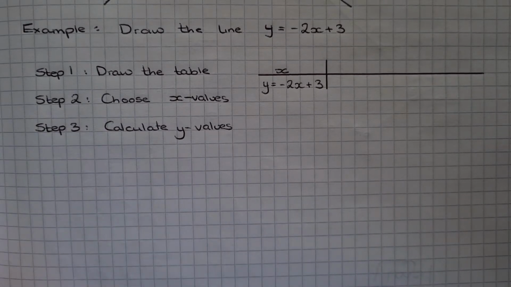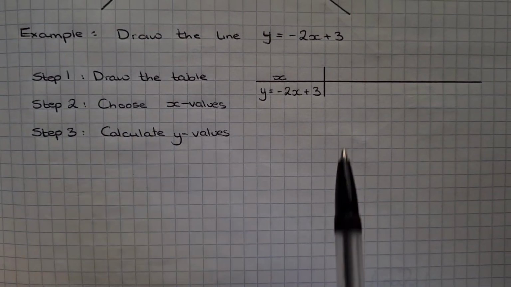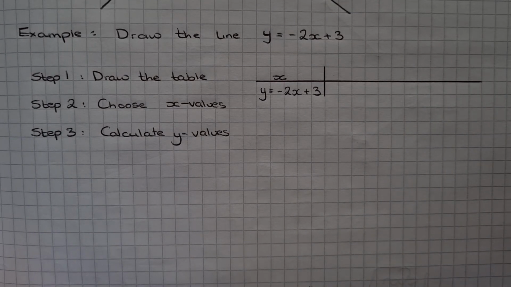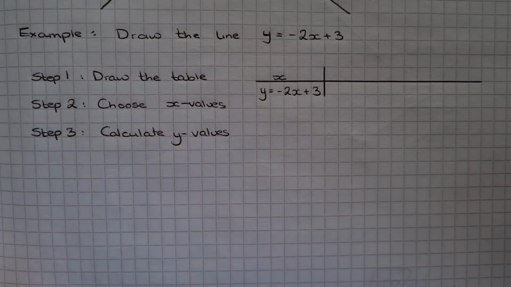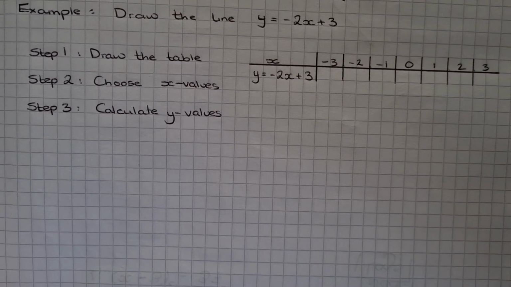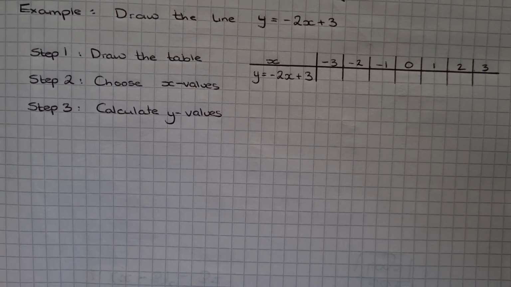Step 2 is choose the x values. So those are the numbers that go along the top. Before we were choosing 0 to 4, I think it was, but now we're going to choose some negative numbers just so we can see more of the whole picture of the line. So we're going to choose the numbers negative 3 to positive 3. Once we've done that, we need to calculate the y values.